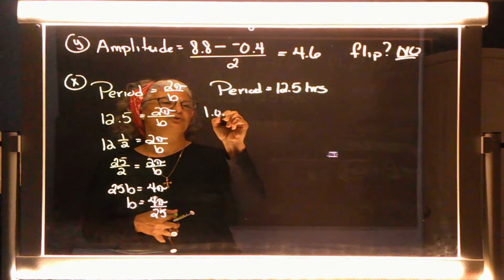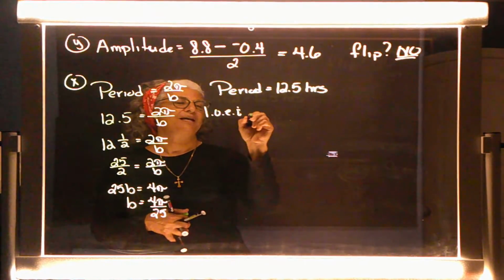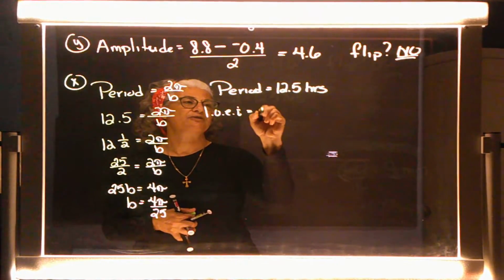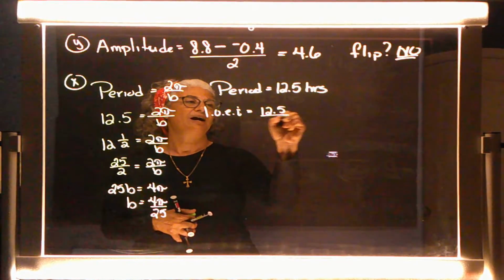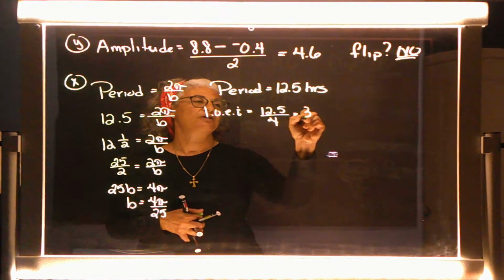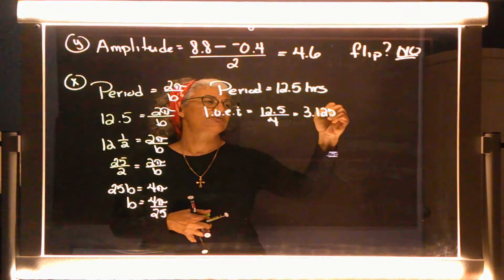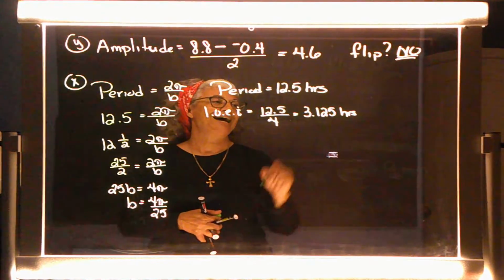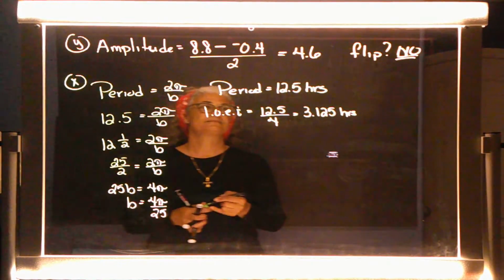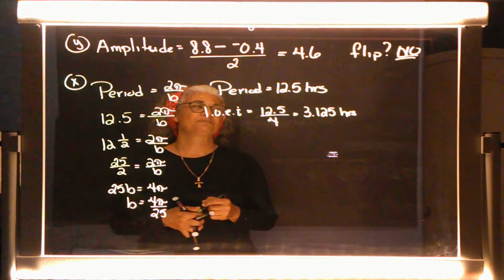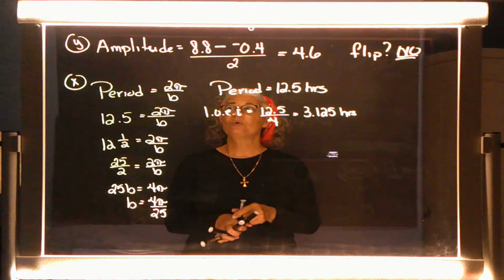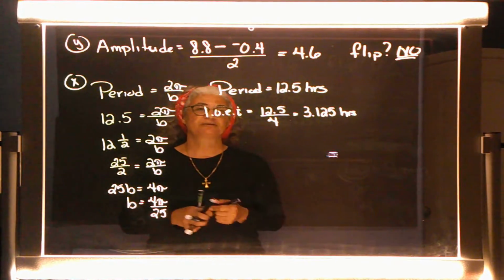Yeah, we find the LOE. And since my period is 12.5, I'm going to divide by 4, which means my length of each interval is 3.125 hours. Cool? Okay. What's next after the period and the LOE?